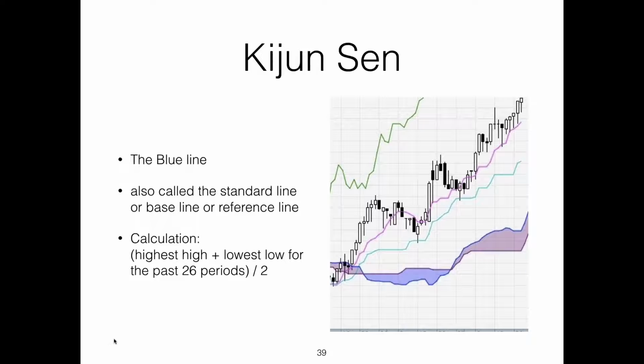The Kijun-sen line is the blue line. It is also called the standard line or the baseline or the reference line. It is calculated by taking the highest high plus the lowest low for the past 26 periods divided by 2. The Kijun-sen line is a very important component of the Ichimoku Kinko Hyo system.